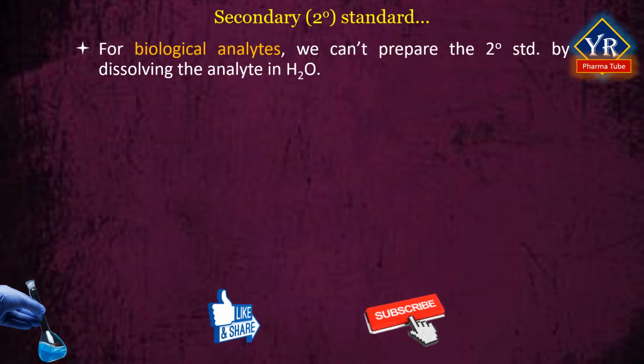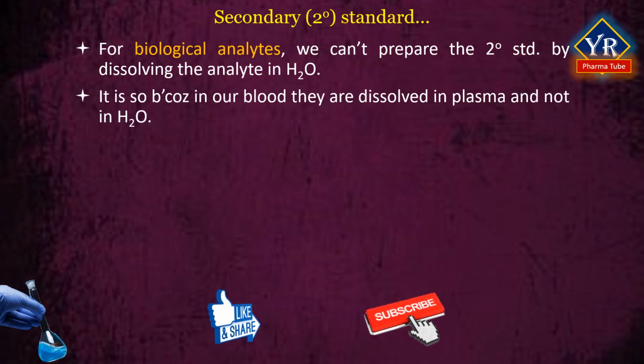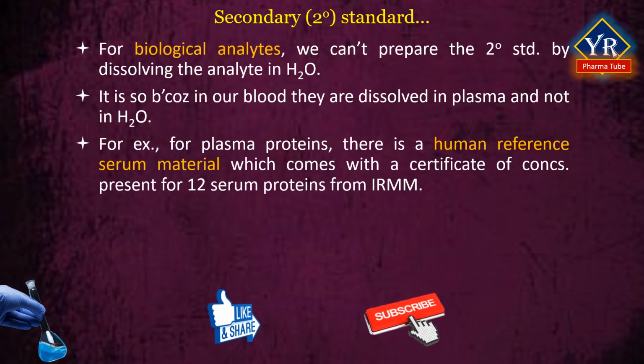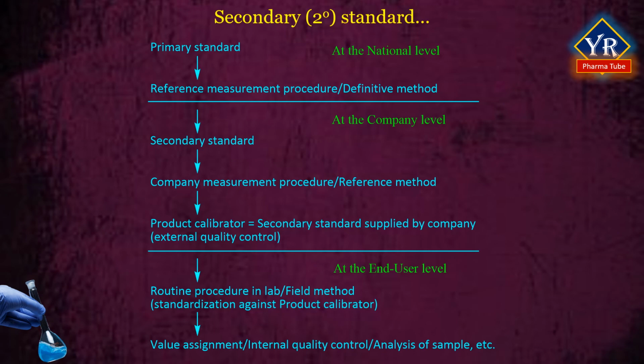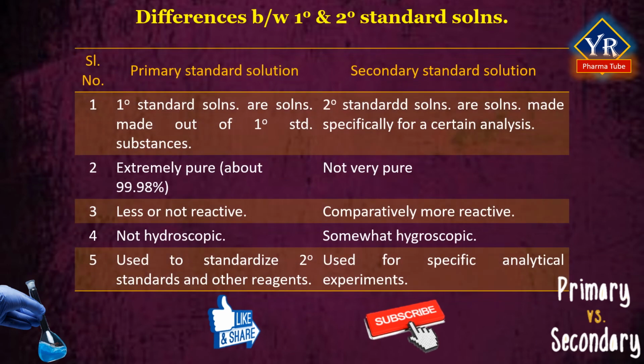For biological analytes, we can't prepare the secondary standard by dissolving the analyte in water. It is so because in our blood they are dissolved in plasma and not in water. For example, for plasma proteins, there is a human reference serum material which comes with a certificate of concentrations present for 12 serum proteins from IRMM. This is the flowchart summarizing the use of primary and secondary standards in a clinical laboratory setup. The table illustrates some of the important differences between a primary and a secondary standard.